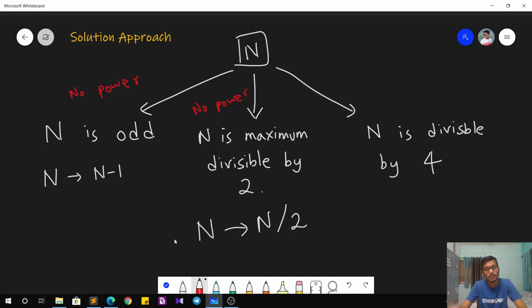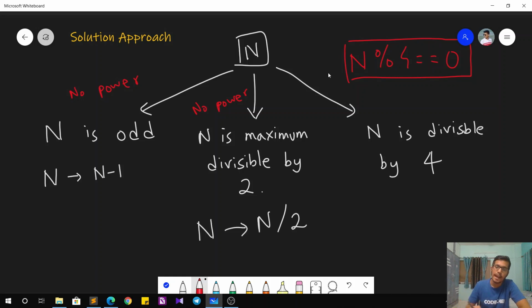Now, the third case is the one in which the player has power with him. That is, he can go to a winning state definitely. Now, why can I say this with surety? My claim is that if n is a number which is divisible by 4, then whichever person lands at such a number n is the guaranteed winner of the game. Why can I say that? That is my claim. So why can I say that with surety?